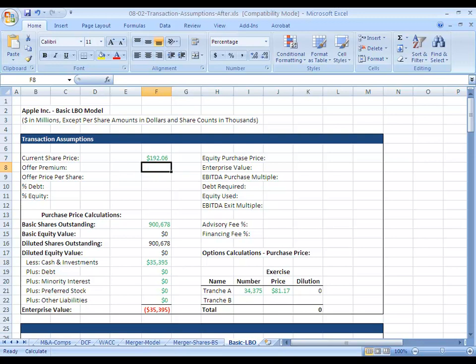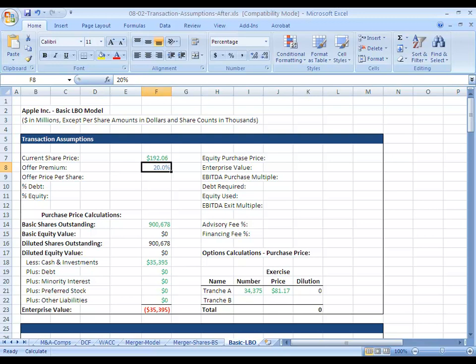Whenever you buy a public company, you cannot just go in and pay $200 per share if they're trading at $200 per share currently. The shareholders are going to want more than that. So you're going to have to offer some type of premium to their current share price. For the offer premium, I'm going to say 20%, which is about standard. Usually for most large public M&A deals like this, you see between a 10 and 30% premium. So this is right about in the middle of the range.